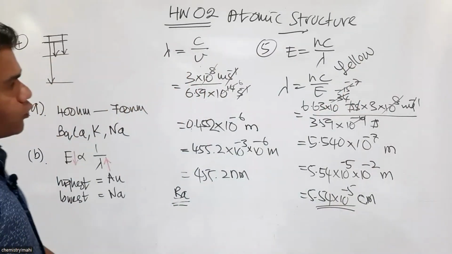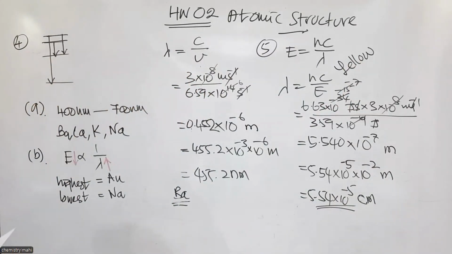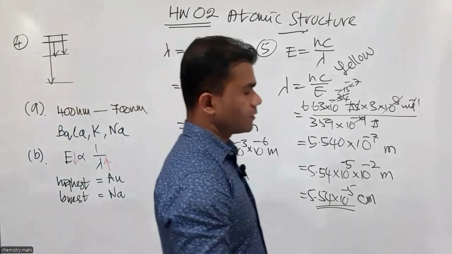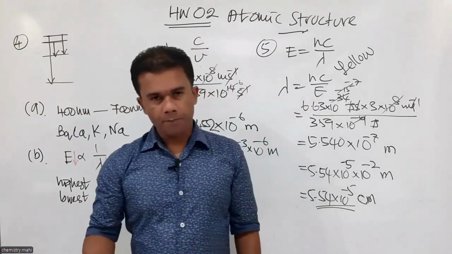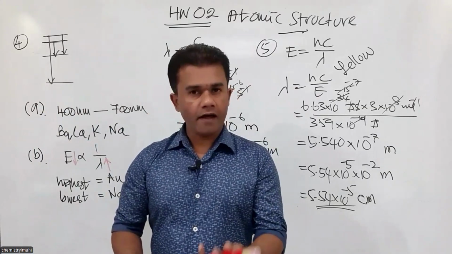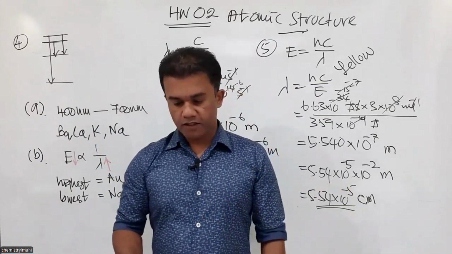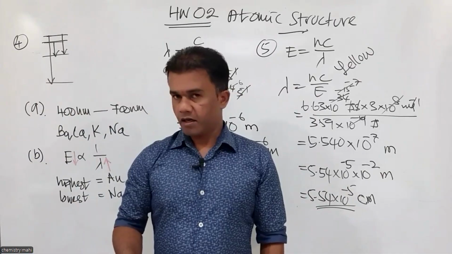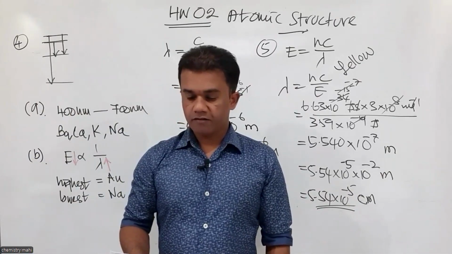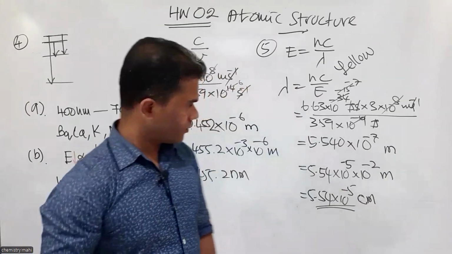But actually, when you do the barium flame test, it gives green color, apple green like that. But here we follow the data given and the diagram given. According to that, it should be somewhere yellow, 5.54 times 10 to the power of minus 5. Okay, that's the best position.